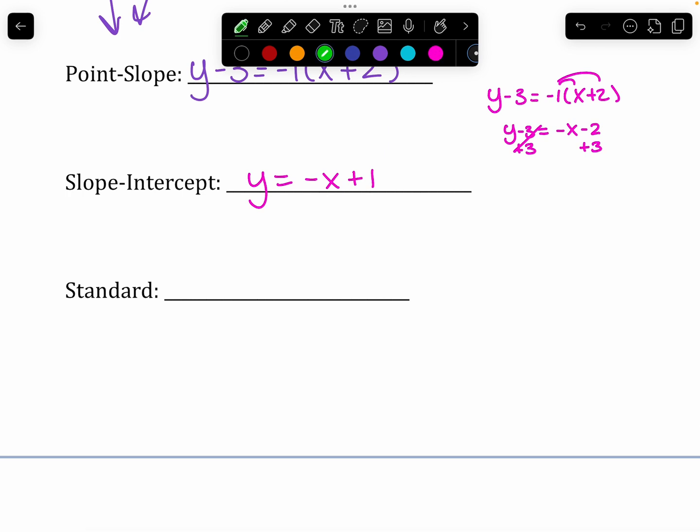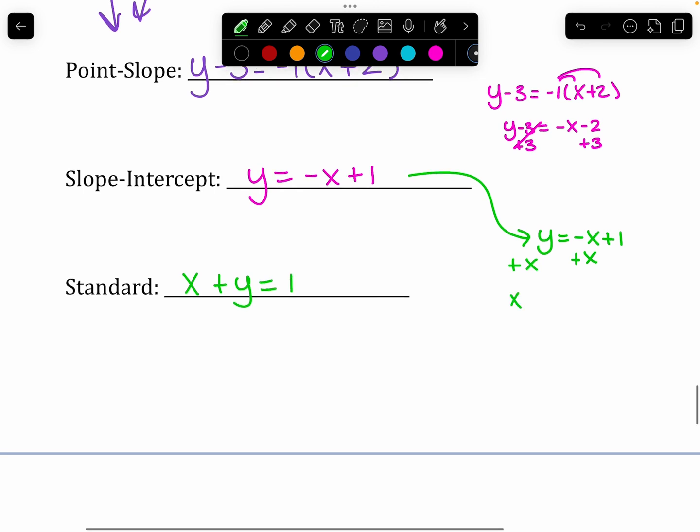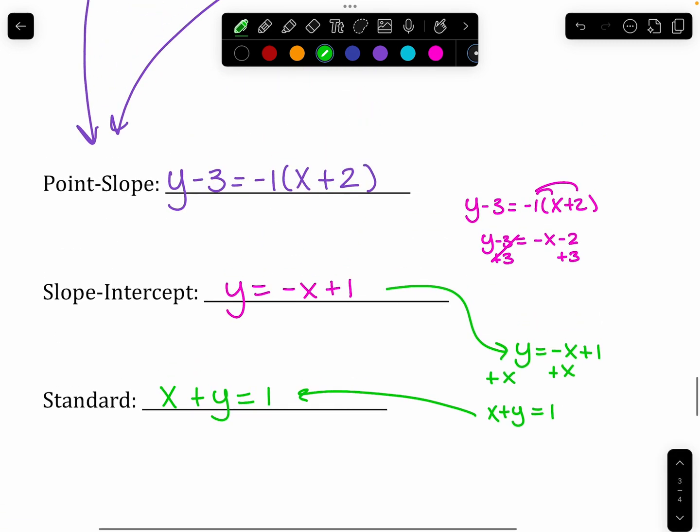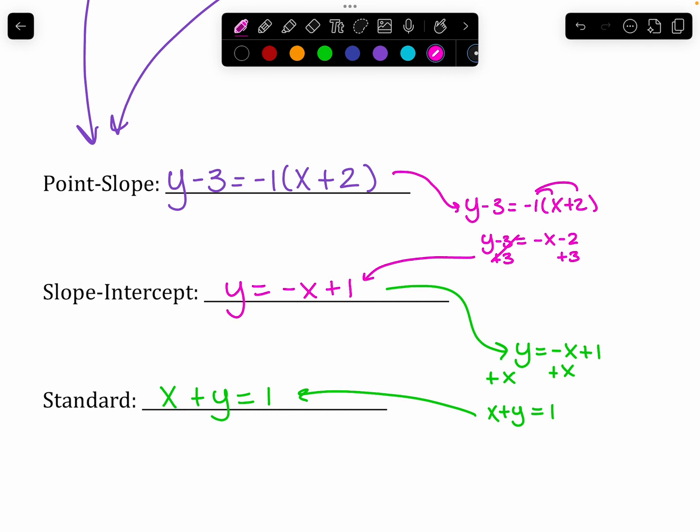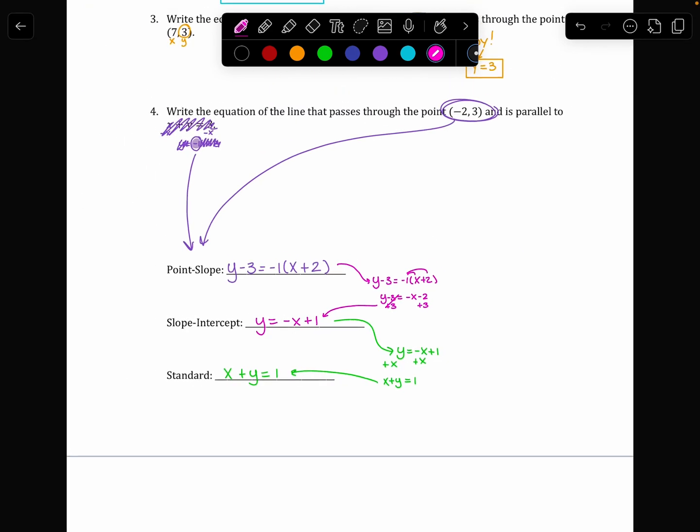And then again, I've got to convert to standard form. So I'm going to write this equation over here. We've got y equals -x plus 1. Standard form, remember, is ax plus by equals c. And so now I have x plus y equals 1, and I'm done. We've got lots of arrows. I'll erase the arrows so that it helps, okay? But that's the easiest way to do this.